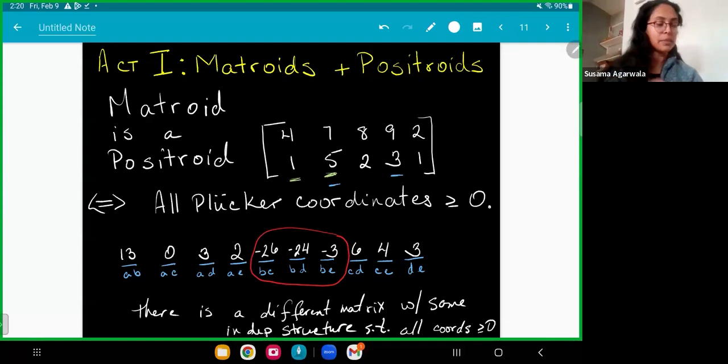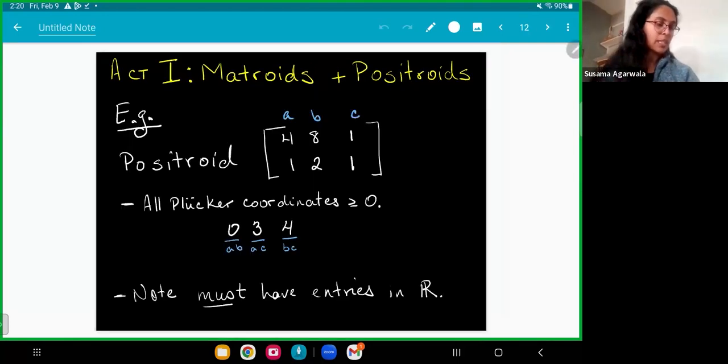So a Plucker coordinate doesn't mean, so this is a positroid doesn't mean that every matrix that represents it has positive Plucker coordinates. It just means that there's some matrix where all the Plucker coordinates are positive. Okay, so here's another example. This one does have all Plucker coordinates that are positive in this representation, just to give you a non-negative example. And the other thing that I want to point out, and this one is simpler, it's just in 3 coordinates.